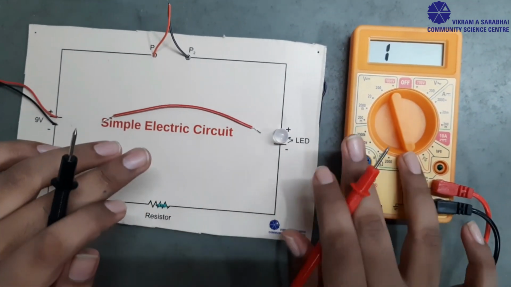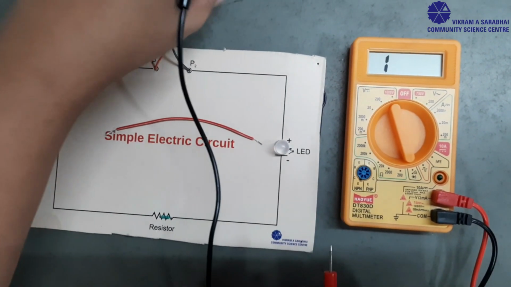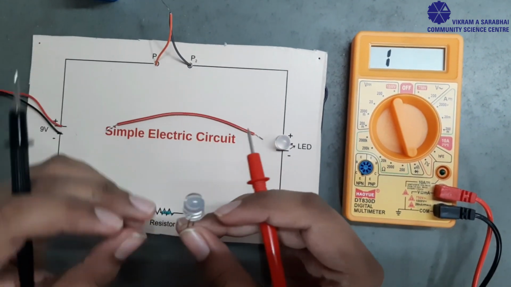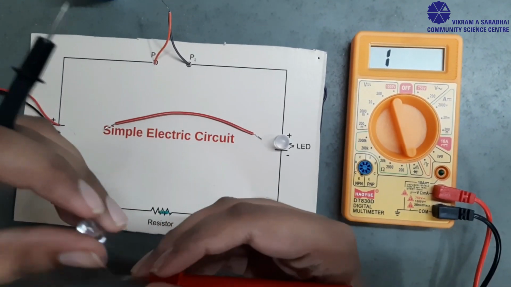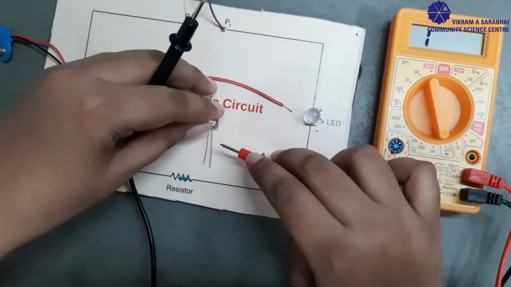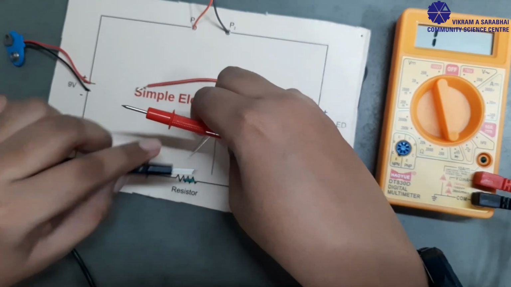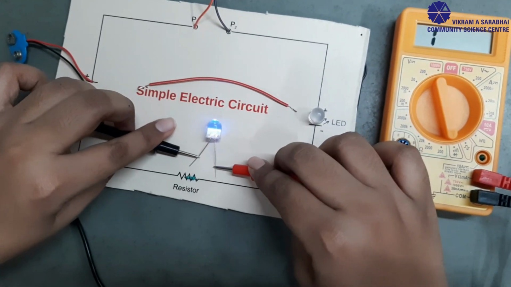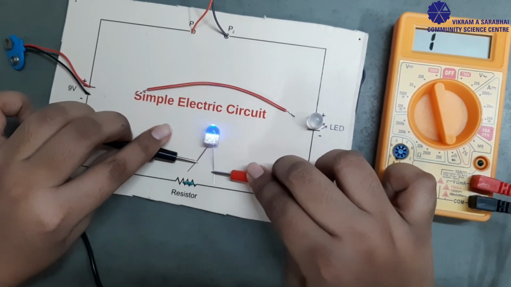Using this, you can also check LEDs, whether this LED is on or not. So I will connect my probe across this LED. You can see that the LED is glowing, it means that this is on.